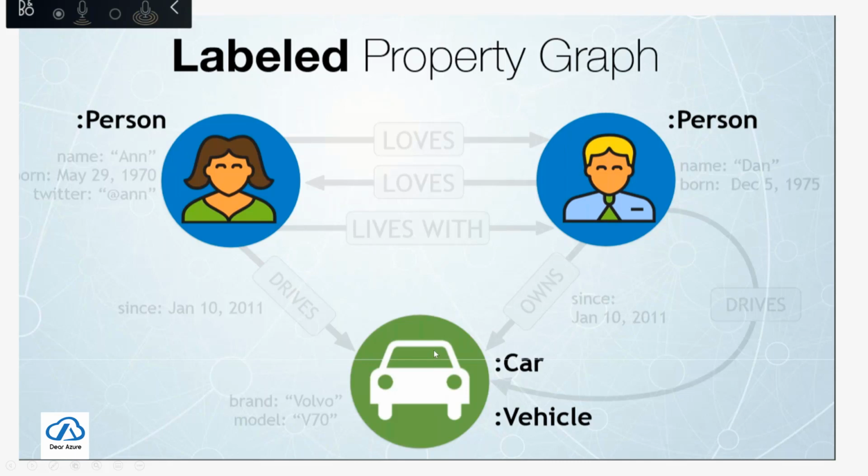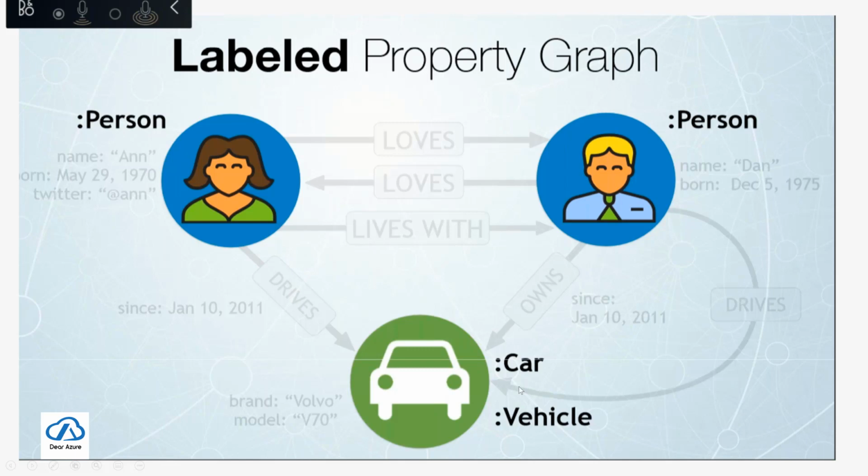Because we might have a query where you say, show me all the relations that Dan has. So in this scenario, you don't have to find out Dan's relationship with the vehicle. You only want to find out the relationships Dan has with persons. So you will only query on this person label instead of querying it on the vehicle or car label.